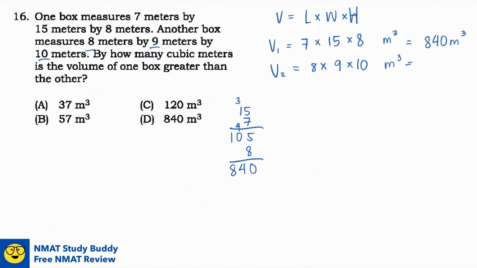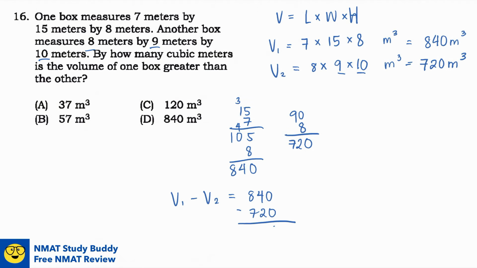And then, yung pangalawang box naman, 9 times 10 is 90. So, 90 times 8. 0, 9 times 8 is 72. 720 meters cubed. So, since nakuha na natin yung volume ng 2 boxes, kukunin na lang natin yung difference nila. So, yung volume 1 minus volume 2 is equal to 840 minus 720. So, 0, 2, 1. So, yung difference nila is equal to 120 meters cubed.